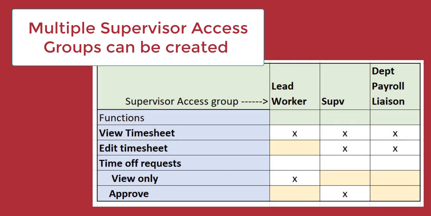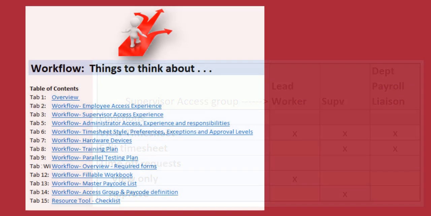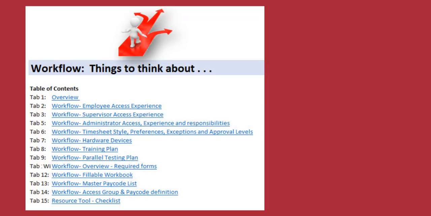For example, some organizations have lead workers who monitor work time but do not approve leave requests or approve timesheets. Other organizations have a department liaison who will verify timesheets are ready for payroll after the supervisor has given them initial approval. These distinctions would be the basis for multiple supervisory access groups. The workflow analysis document and companion guide will walk you through the options for access groups: employee, supervisor, and your own Novatime administrator.